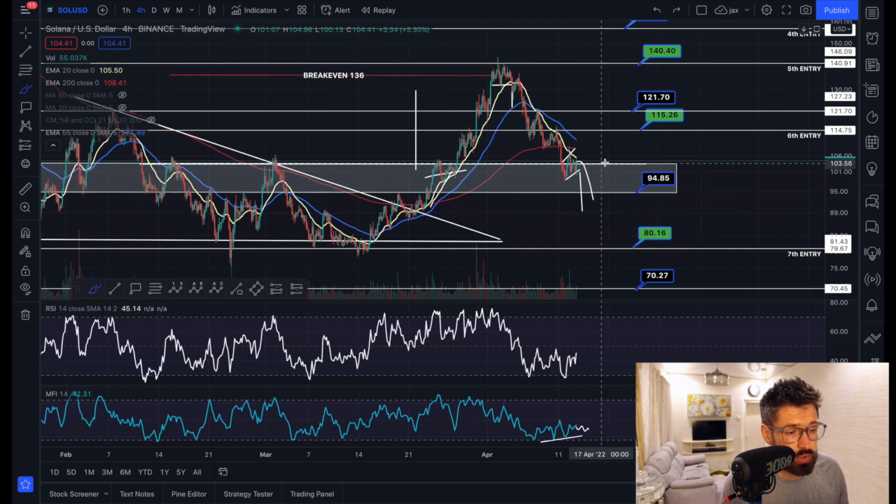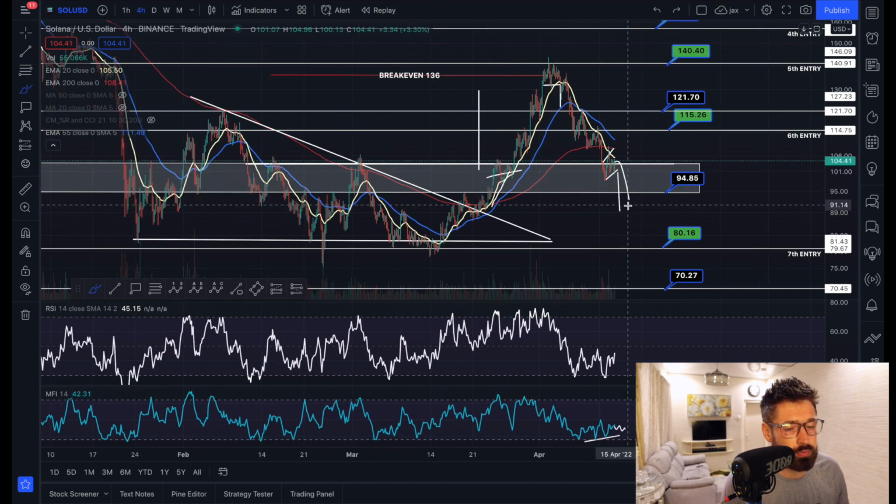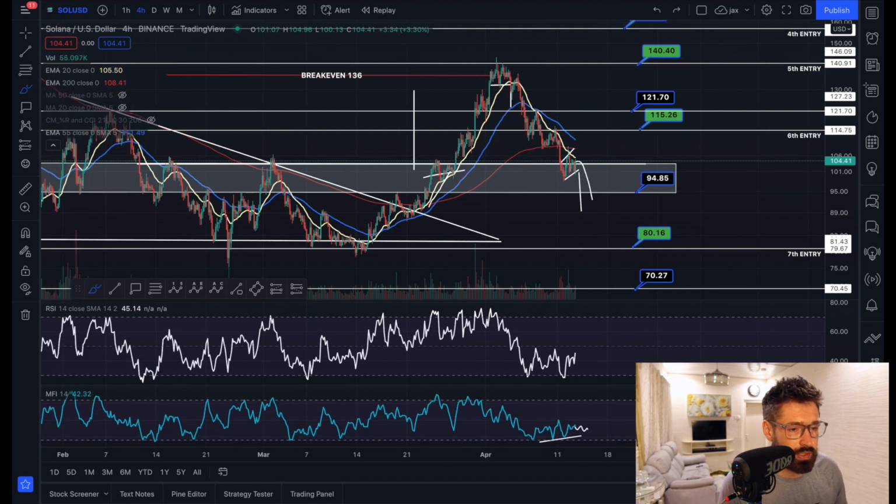But I do think there is a good potential to bounce between about 104, the current level, 104, 105, and about 94 for Solana. So that is it for this one.